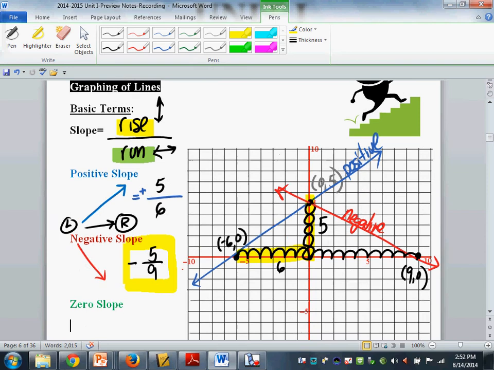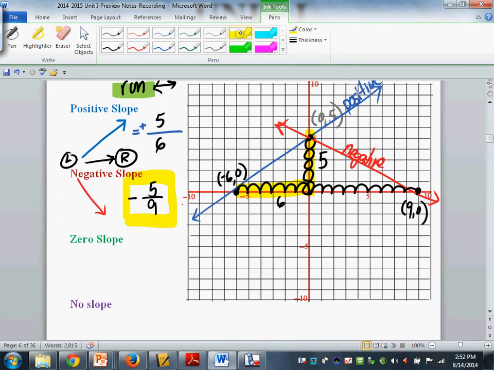All right, zero slope. Zero slope comes into play. Remember, it's rise over run, rise over run. Zero slope comes into play when our rise is 0 and our run is a number. So that means if I have 0 rise, it's completely horizontal. It's a flat line because there's no rise. Does that make sense? No rise, so it's flat. Okay, that's 0.